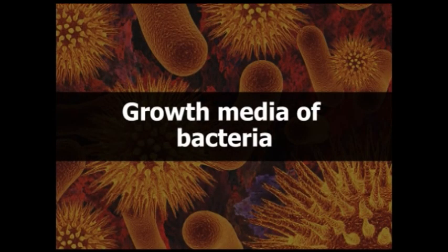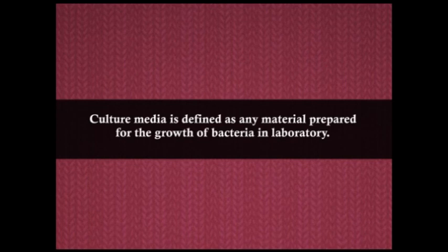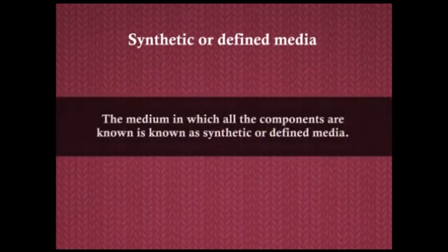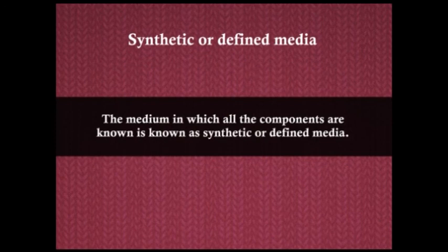So now we'll come to the growth media of bacteria. So culture media is defined as any material that is prepared for the growth of bacteria in a laboratory. Bacteria can be grown in synthetic or defined media. The medium in which all components are known is known as the synthetic or the defined media. For example, many chemoorganotrophic heterotrophs are grown in defined media with glucose as the carbon source and ammonium salt as the nitrogen source.